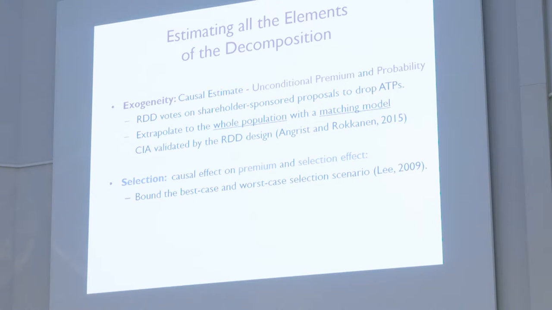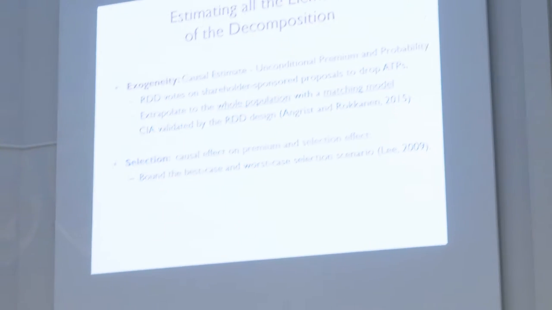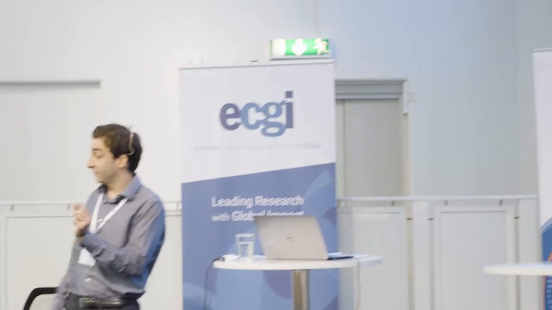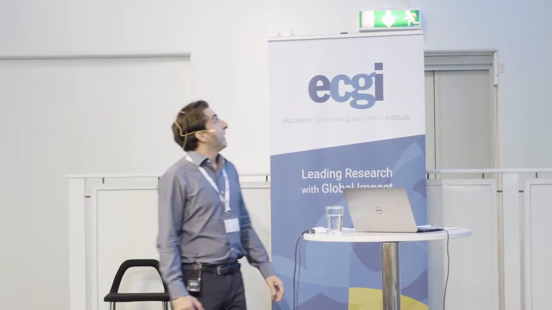So in terms of exogeneity, we're going to start from something similar to what we did before. We're going to look at information in shareholder votes. We think that close call votes about dropping or keeping anti-takeover provision do have information. You can see close call votes as firms assigned to each side of the discontinuity as randomly assigned. But that's not going to be enough. We need to extrapolate this to the whole population.